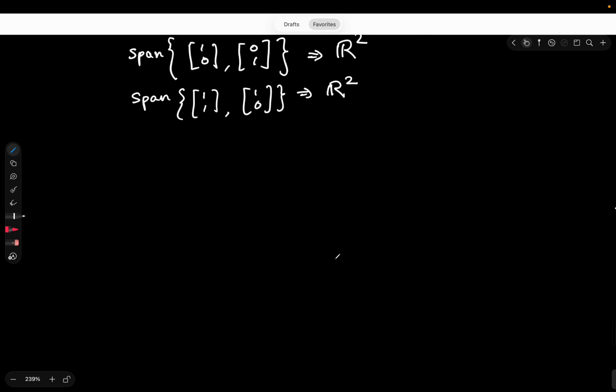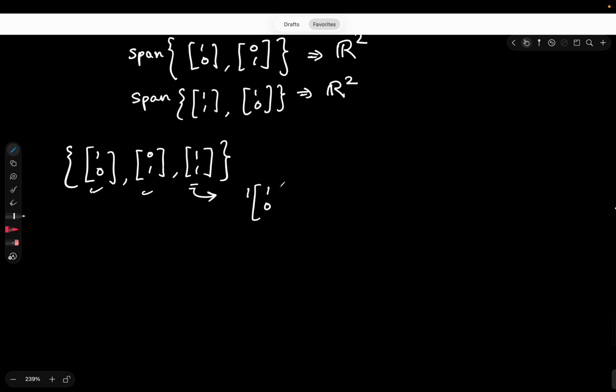Now there is an important thing to notice. Suppose we take the basis of a vector space like 1 0, 0 1 and 1 1. You'll notice something interesting here: 1 0 and 0 1 are two vectors which cannot be obtained from any other vector. But this 1 1 can be written as 1 into 1 0 plus 1 into 0 1, which becomes 1 1. So this 1 1 here can be called a redundant vector.